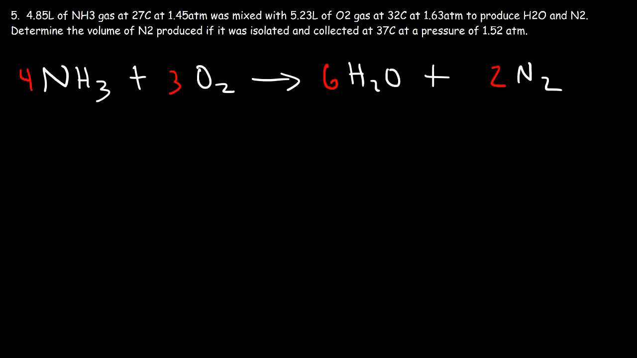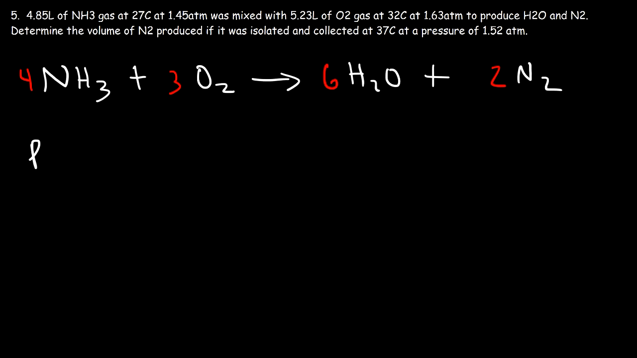Now, what should we do next? How can we calculate the volume of N2 produced? Whenever you wish to calculate the theoretical yield, or the amount of product that's produced, you need to identify the limiting reactant. And in this problem, we don't know which one is the limiting reactant as of yet. We have information for NH3 and O2. So in order to find the limiting reactant, we need to calculate the moles of every substance first and see which substance has the lowest mole per coefficient ratio.